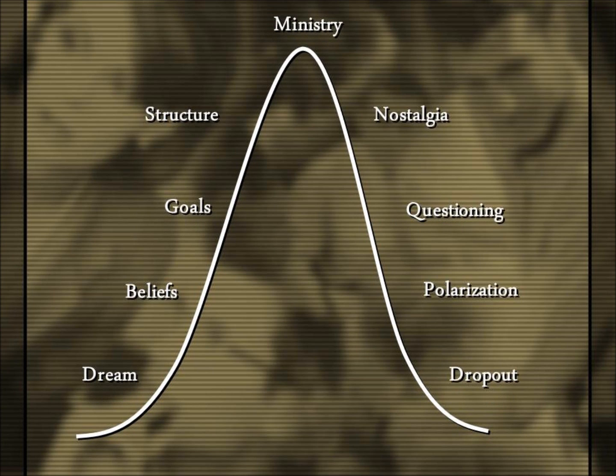Now in this slide, you see a slightly different bell-shaped curve. It is very similar to the one that you saw on the previous slide, but let me share with you the differences. Instead of birth, growth, maturity, decline, and death, we find replacing those words, beginning on the left-hand side, you'll find dream, beliefs, goals, structure, ministry. Then going down the right side, nostalgia, questioning, polarization, and dropout. Now let me share some things with you about this new graph.